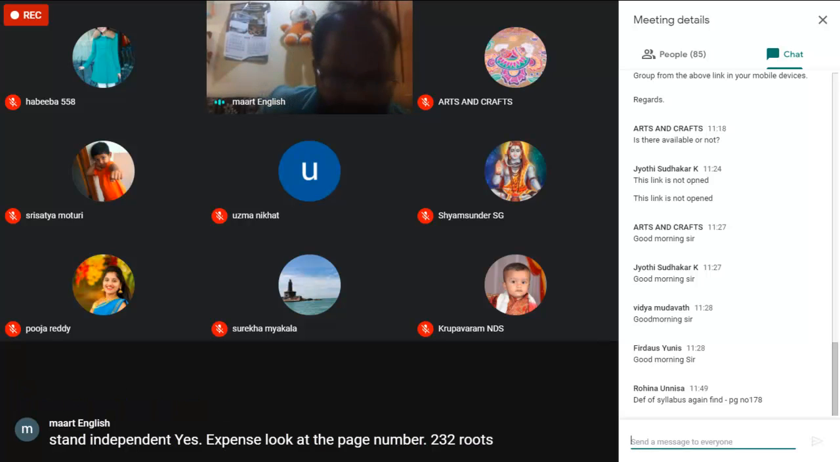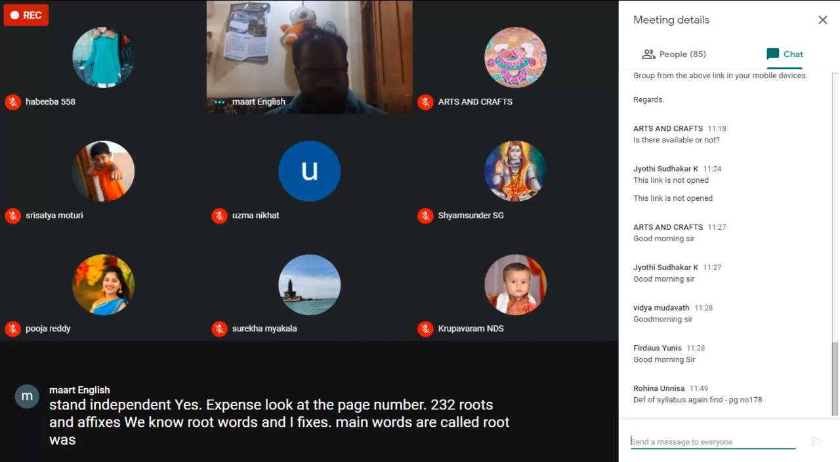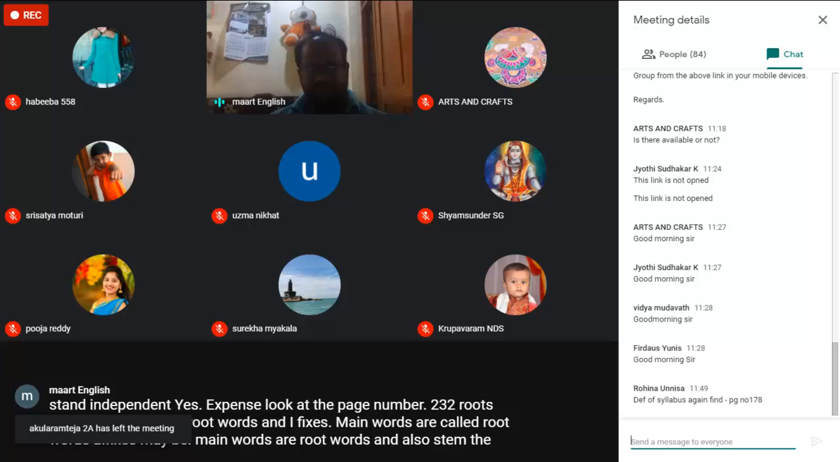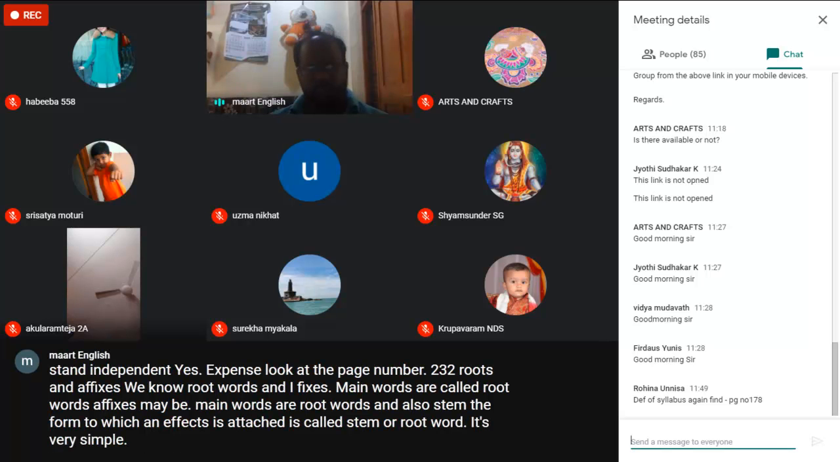Roots and affixes. We know root words and affixes. Main words are called root words. Affixes may be attached to main words, or root words, and also stems. The form to which an affix is attached is called a stem or root word. It's very simple.